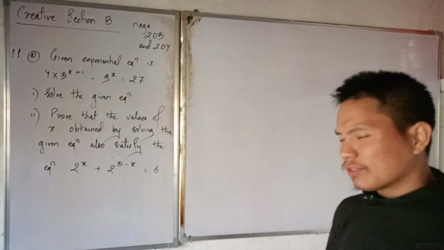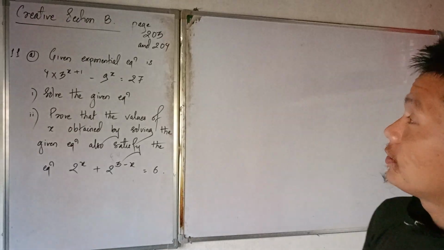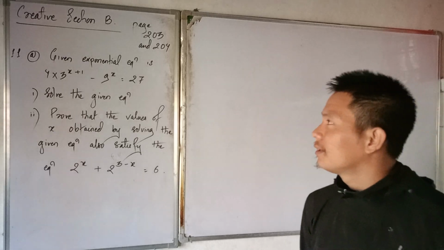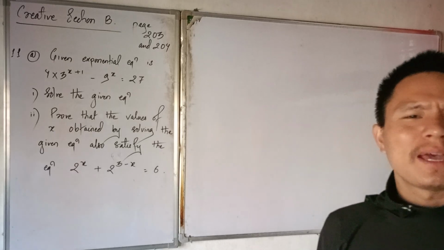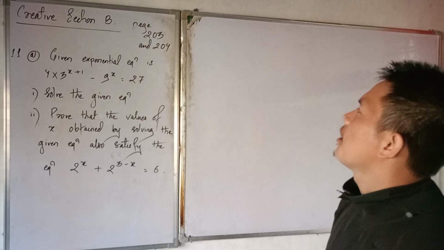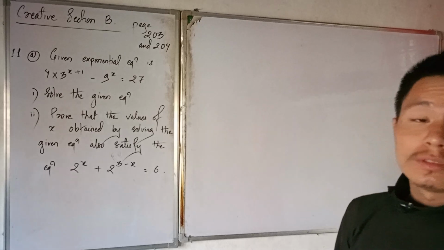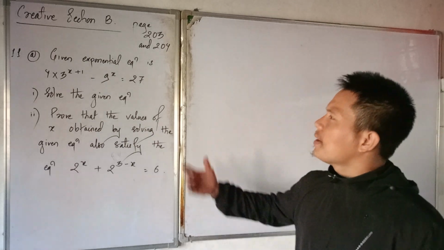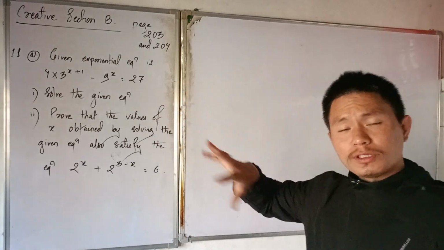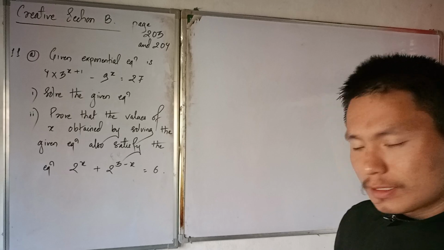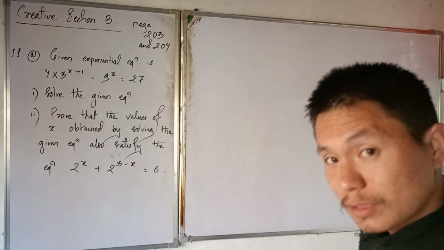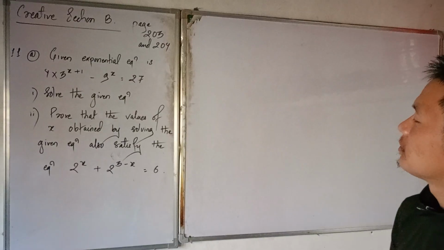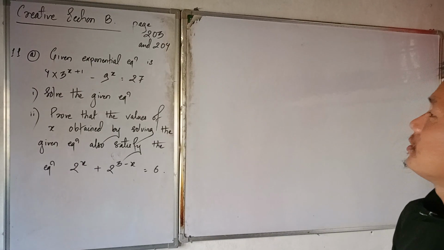In the last video we finished all the creative sections A. Now we are in creative sections B of Vedanta Excel Mathematics class 10, page number 203 and 204. You can see there the questions go like this, and this type of question will probably be asked in the SEE examinations, with a higher probability. Don't miss out on this type of question.